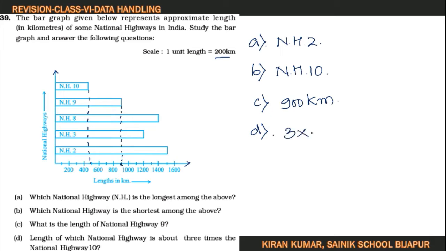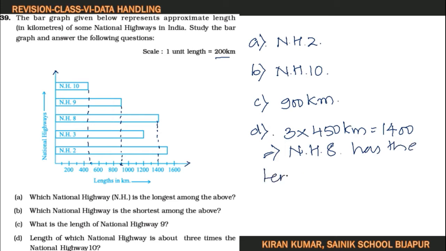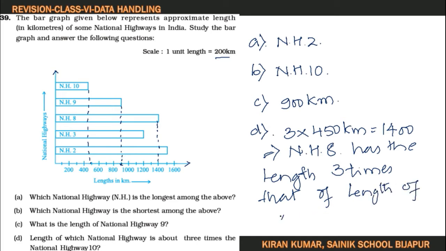So 3 times 450 kilometer is 1400, and with respect to 1400 we have got National Highway 8. This implies that National Highway 8 has the length 3 times that of the length of National Highway 10.